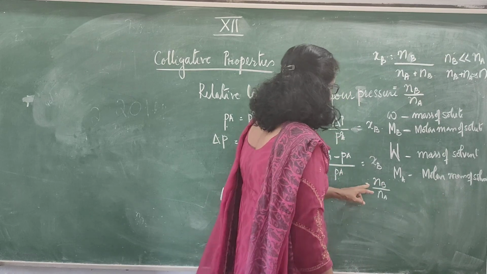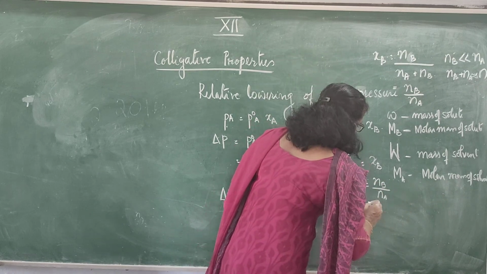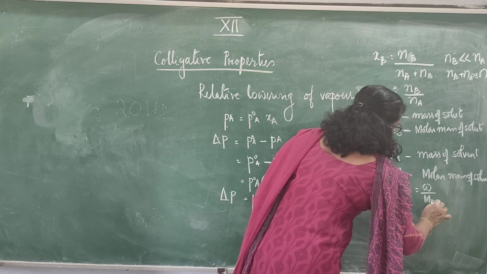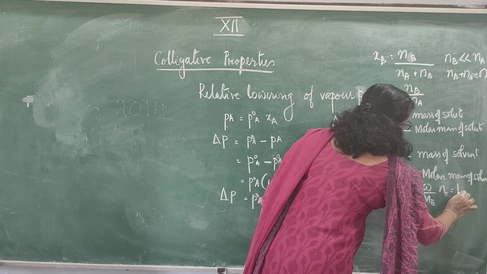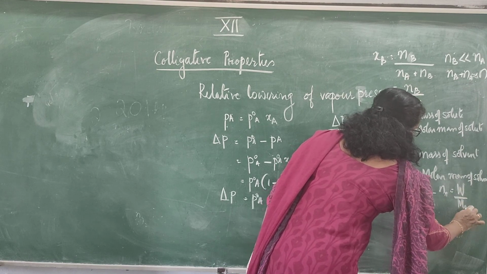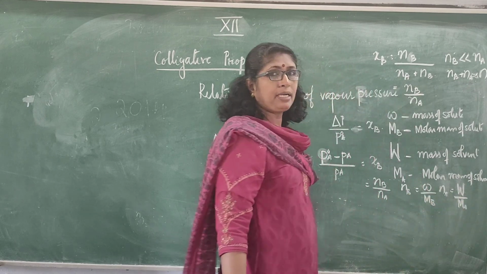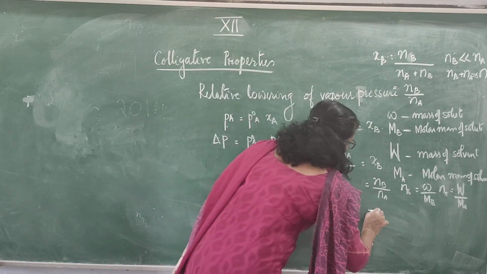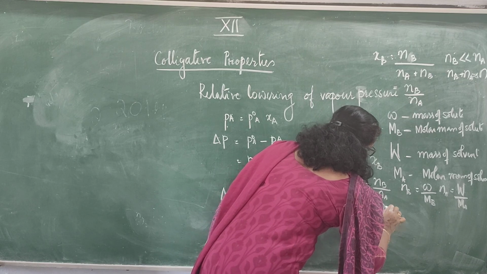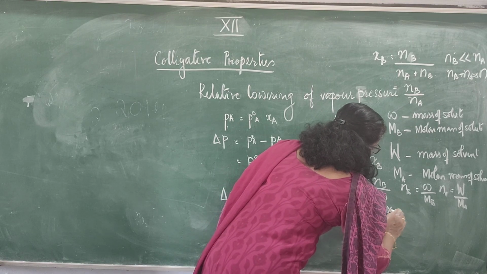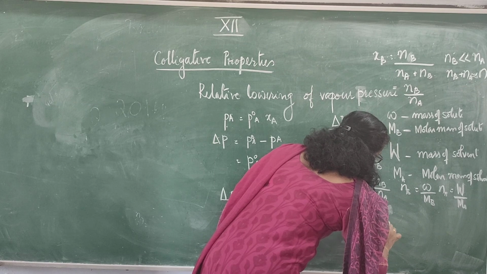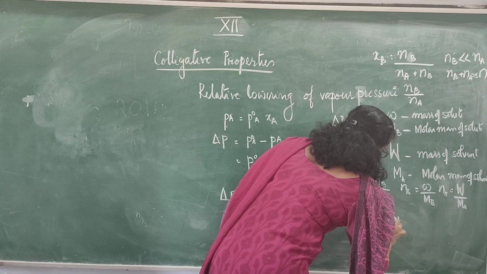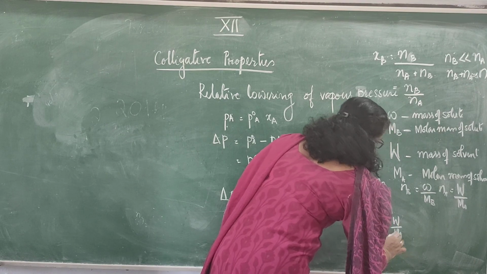So, what will be nB? nB will be equal to small w by MB, and nA will be equal to capital W by MA, because the number of moles is equal to the given mass by the molar mass. So, this is equal to small w by MB, divided by nA, and nA is capital W by MA. So, MA will go up.